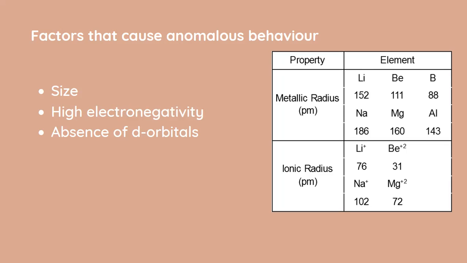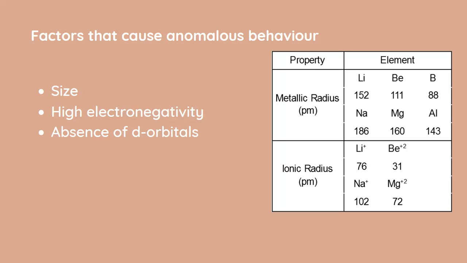Secondly, high electronegativity. As we know, electronegativity decreases as we go down the group. And so these elements have a higher electronegativity compared to the other elements of the same group.